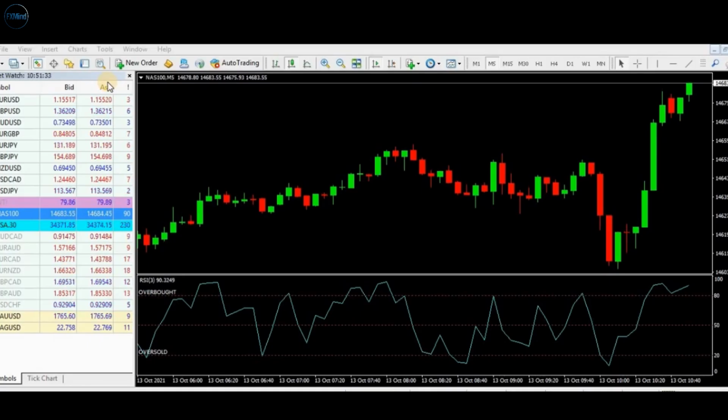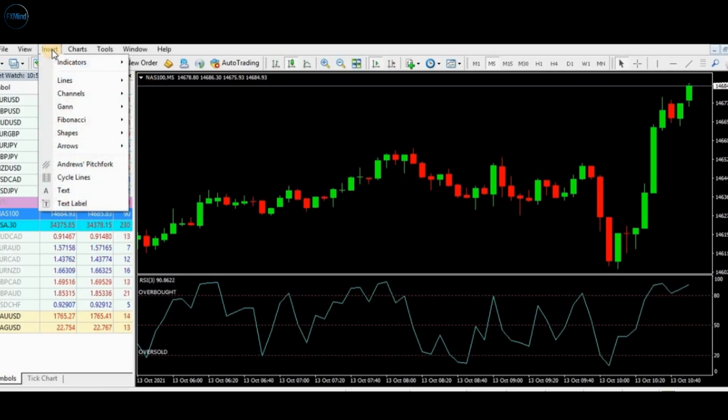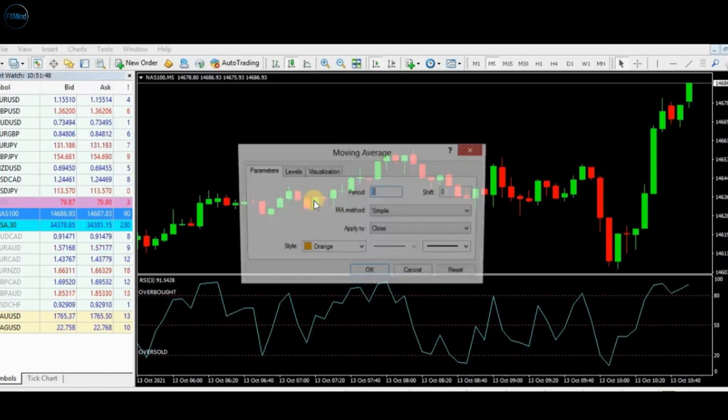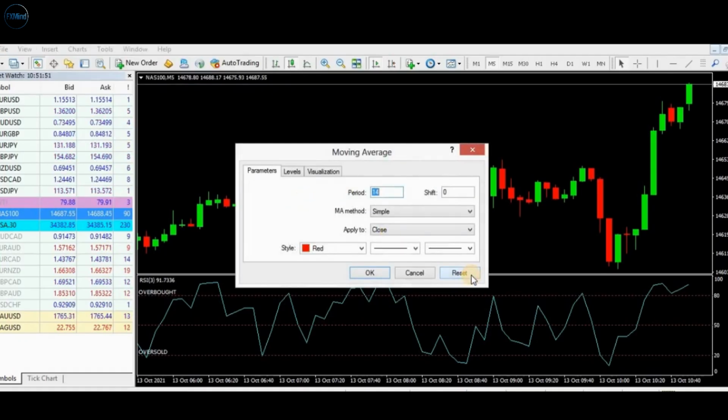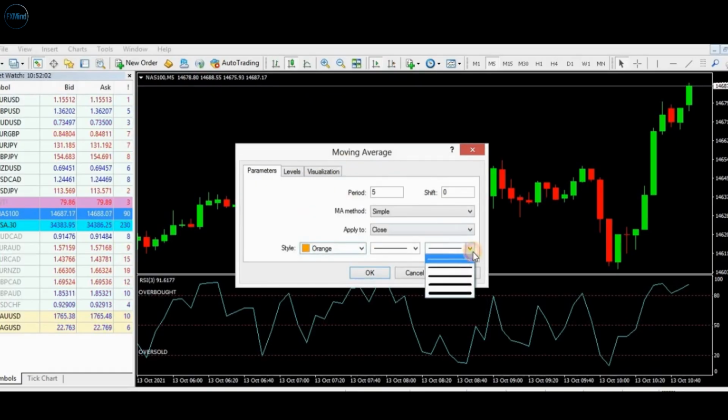So now we're going to go into this next concept, the moving averages. It's a simple thing with installing and uploading the moving averages. You go to Insert, Indicators, Trend, Moving Average, and the default setting would be 14, red. But what we will do is first start with the 5 period. We make it orange, and a little bit thick. Then we click OK.